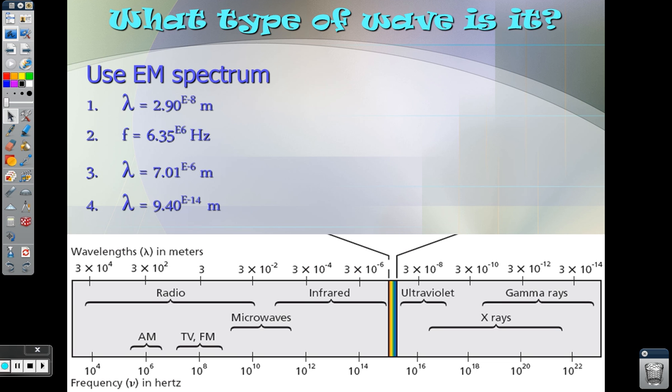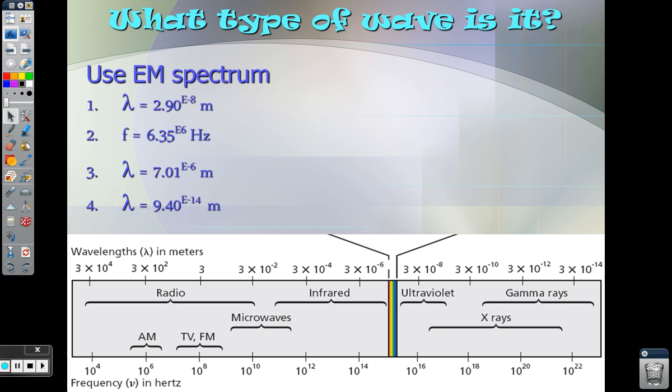And here's the trick to this. You don't even have to look at the base unit. That's irrelevant for our needs. So we have the -8. So our wave type is going to be ultraviolet. So that's the answer. Ultraviolet.